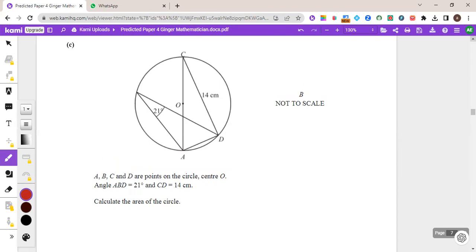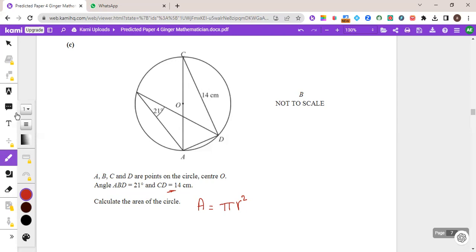Question C. A, B, C, and D are points on the circle, center O. Angle ABD equals 21 degrees and CD equals 14 centimeters. Calculate the area of the circle. To get the area of the circle, I need to find the radius, because the area equals pi r squared. So I need to find OA or OC, or find the diameter and divide by 2.